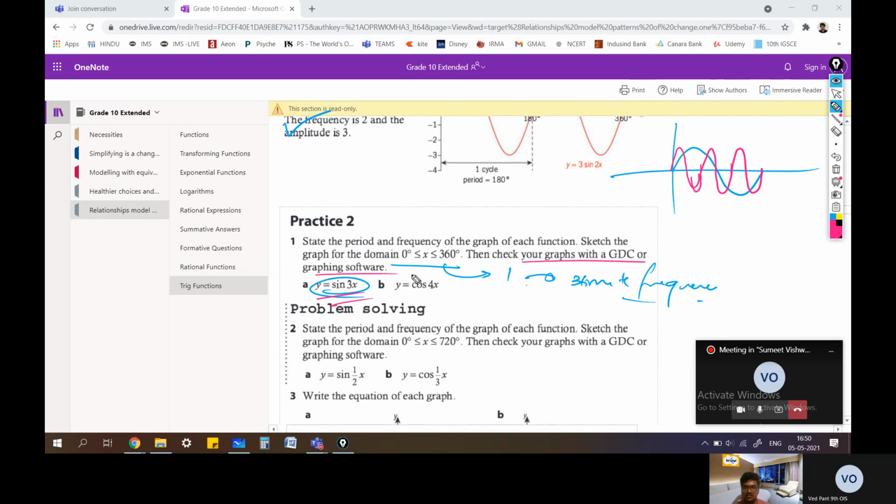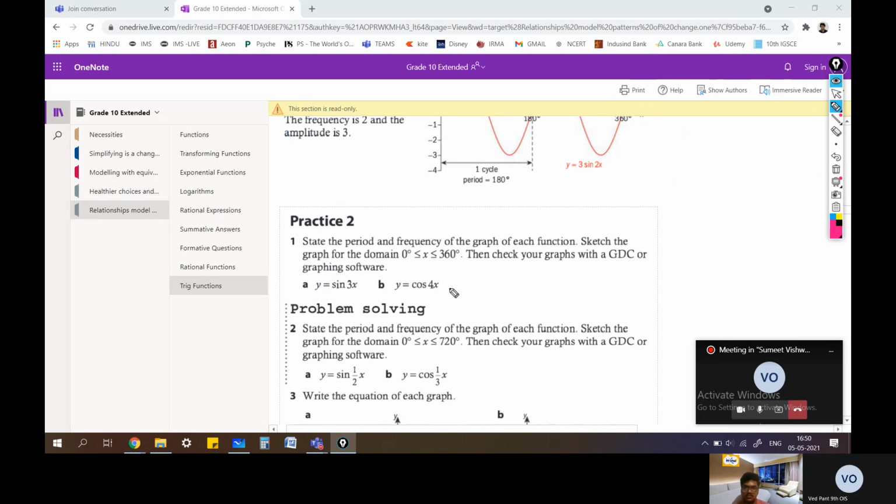Check your graph on the GDC. So do for this and try for this also. Sketch the graph of the domain first and then check it, okay? Sketch it by yourself and then check it. Don't just do it on a GDC and copy it. The whole purpose of doing this: everything in trigonometry can be solved using a calculator, so there is no need to learn anything. But you should know this and then check it, okay?